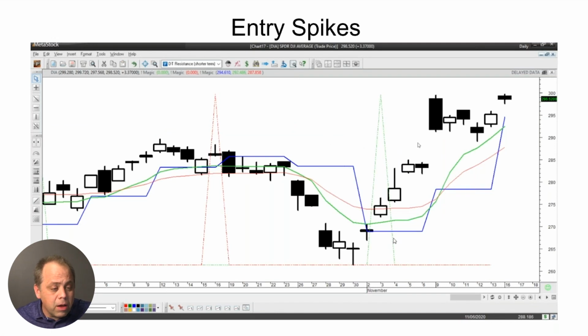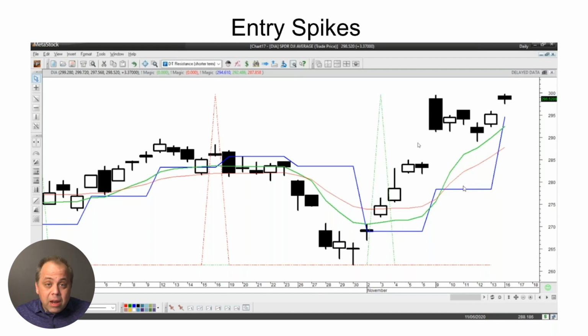So let's go ahead and take a look here. Right here, you can see this green spike that goes up in the chart. It's green because it's a bullish entry spike. You can use this as a potential entry signal. And you can see right here in early November, we got that bullish entry spike, right about the same time we're going up above our magic lines, starting to trade above our blue line, and that's starting to stair step up.